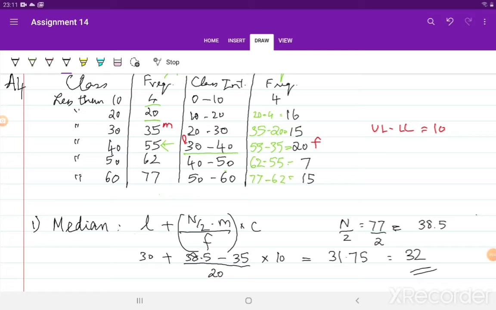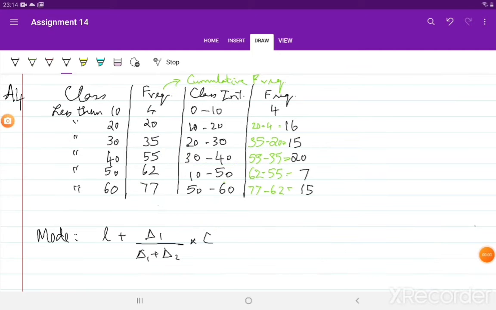Depending on when you're solving this question, because the next topic that is handled in the course is the mode, the formula for mode is as follows. The next question with the same data is to calculate the mode. Now the formula for mode is given like this. L is the lower limit of the modal class. Delta 1 is the difference between the frequency of the modal class and that of the pre-modal class. Similarly, delta 2 is the difference between the frequency of the modal class and the post-modal class.